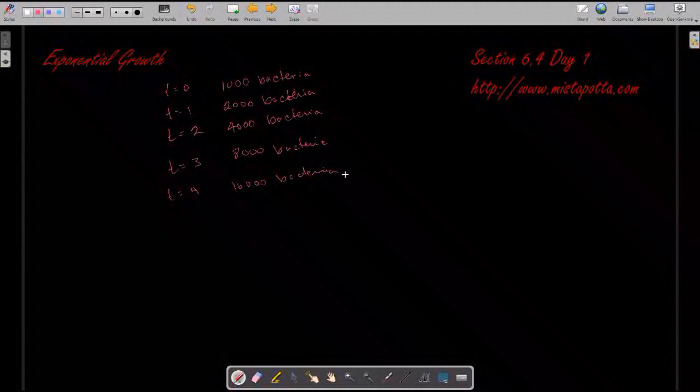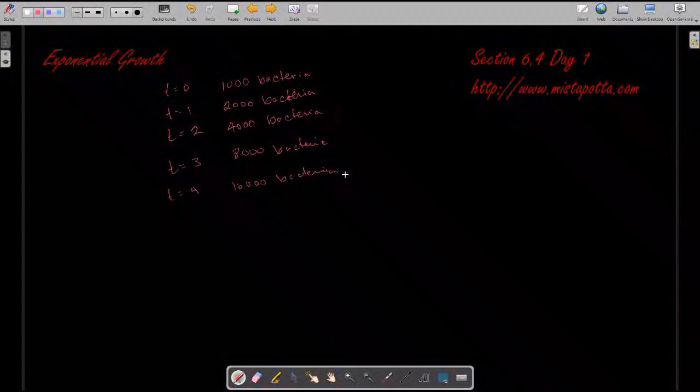Now I know that some of this bacteria is going to die, but this idea of exponential growth is one of the reasons why you can go to bed feeling perfectly healthy and wake up the next morning and you have a terrible throat ache, or you have a terrible headache. It's because of this exponential growth that those situations happen.